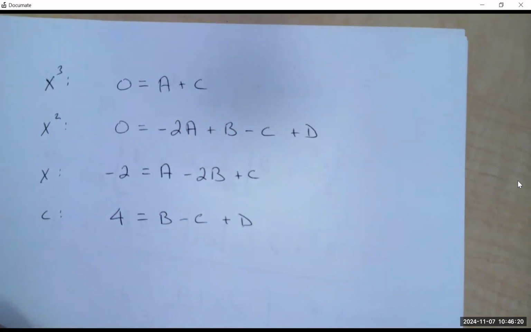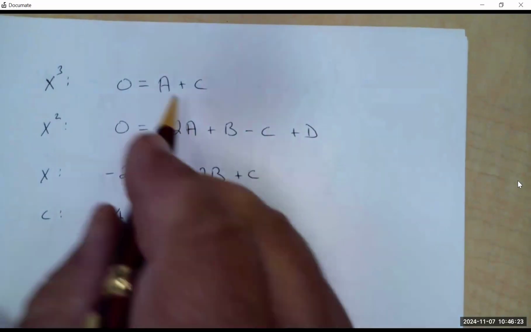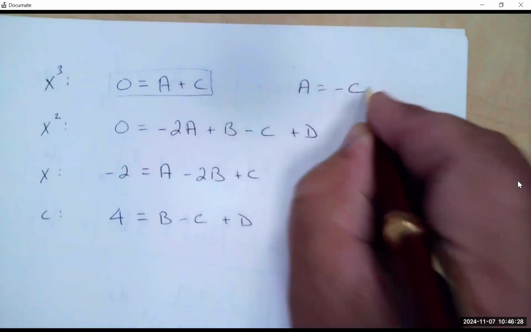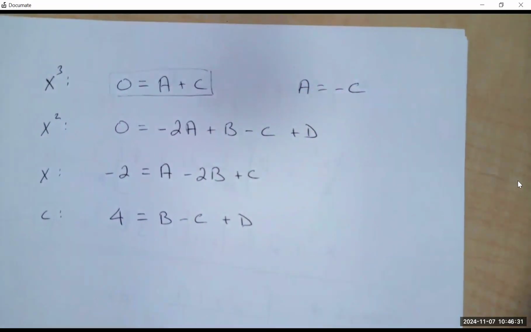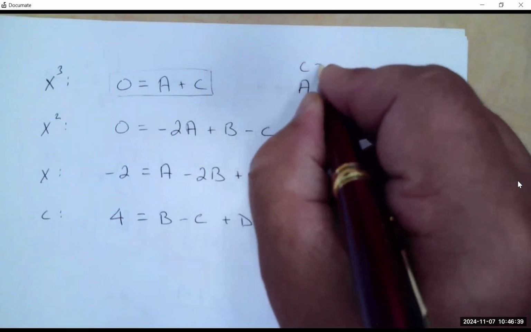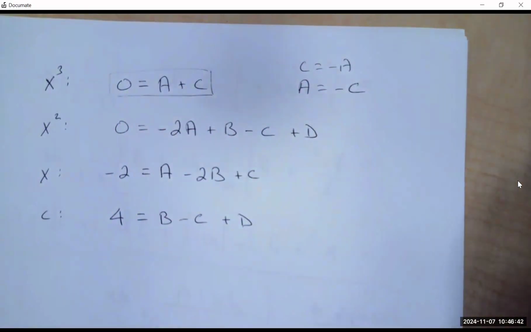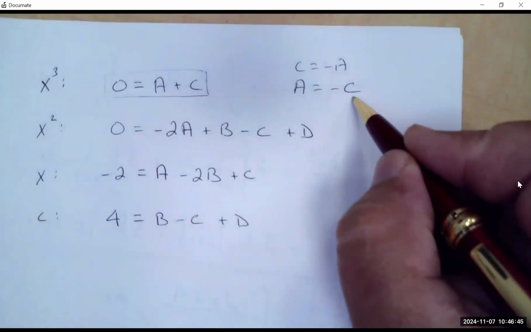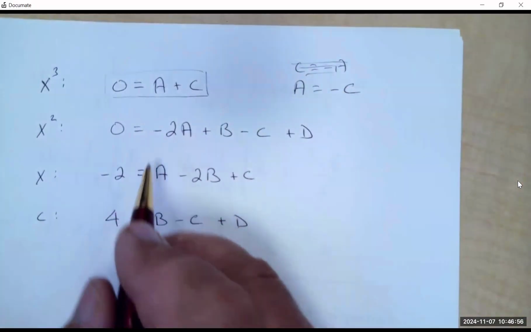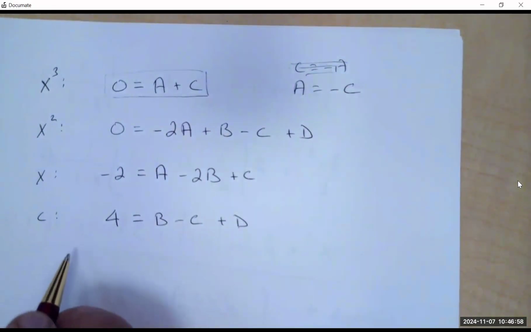So what do we know so far? The only thing we know so far is that a is equal to negative c. Or we can say that c is equal to negative a. You pick which one you want to substitute. Do you want to substitute a as negative c or c as negative a? Okay, so we use a as negative c. So anywhere we see an a, we put a negative c in there.